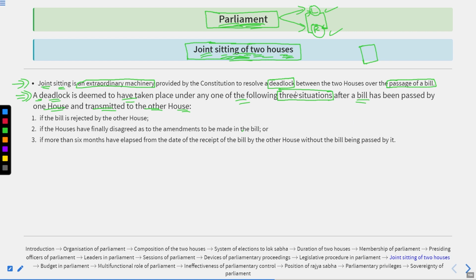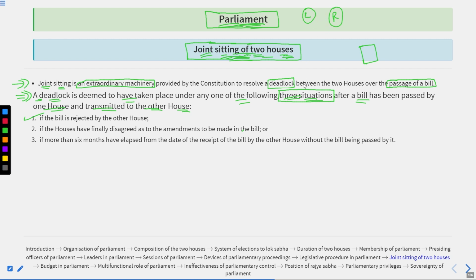This is basically defined in three situations. If any of these situations is there, then that will be considered a deadlock. The first condition is if the bill is rejected by the other house. Suppose the bill was presented in Lok Sabha. After passing from Lok Sabha, the bill has been sent to the Rajya Sabha. But here the Rajya Sabha refused to pass the bill. Then a deadlock situation will be there.